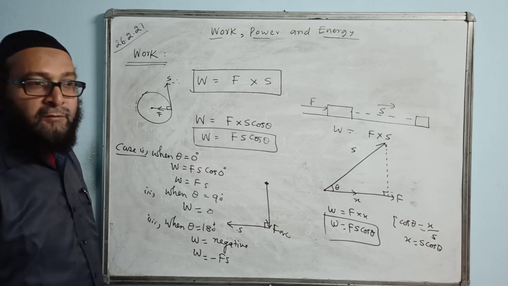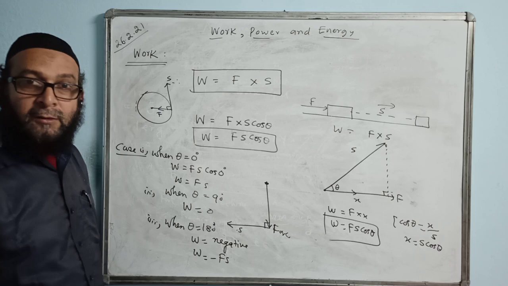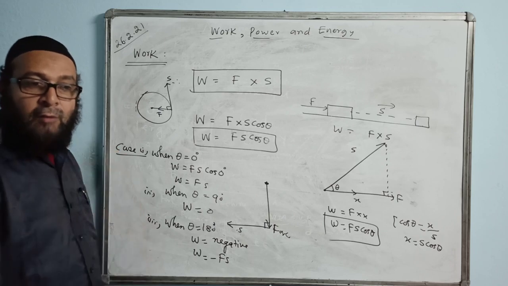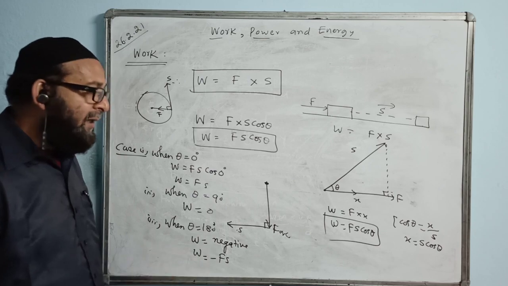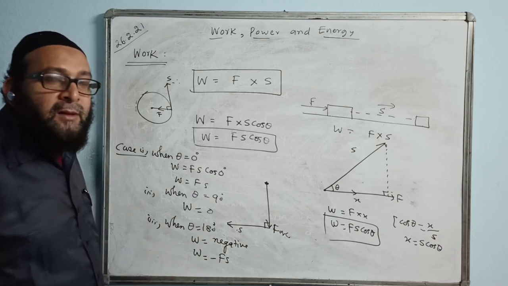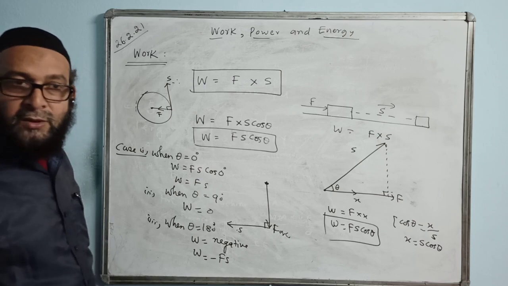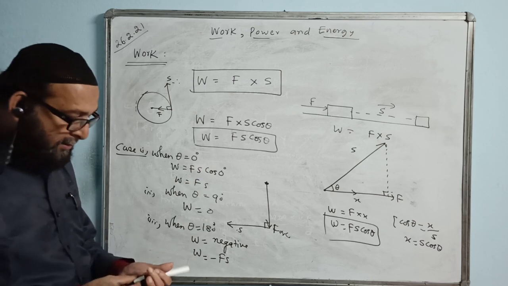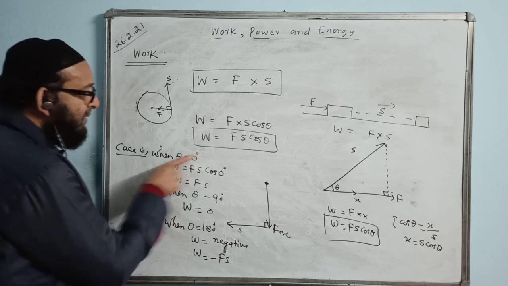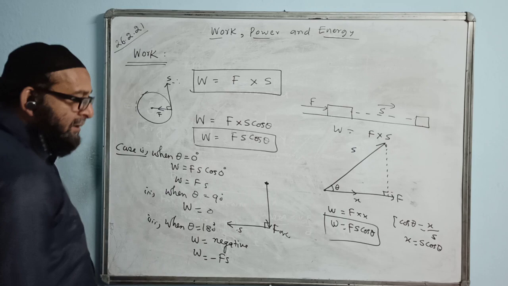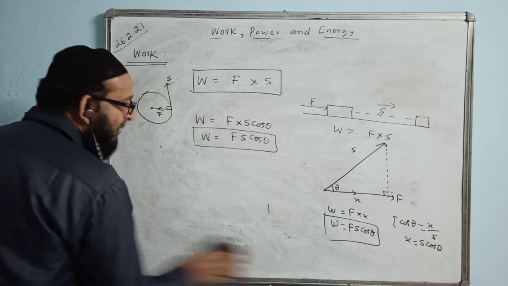Work done by the force of gravity on a body which is moving upward: force of gravity is acting downward, whereas the body is moving up. So that also is negative. When the angle between the force and the displacement is 180 degrees, or when force is in the opposite direction to the displacement, the work done is said to be negative. Maximum when theta is 0, minimum when theta is 90.